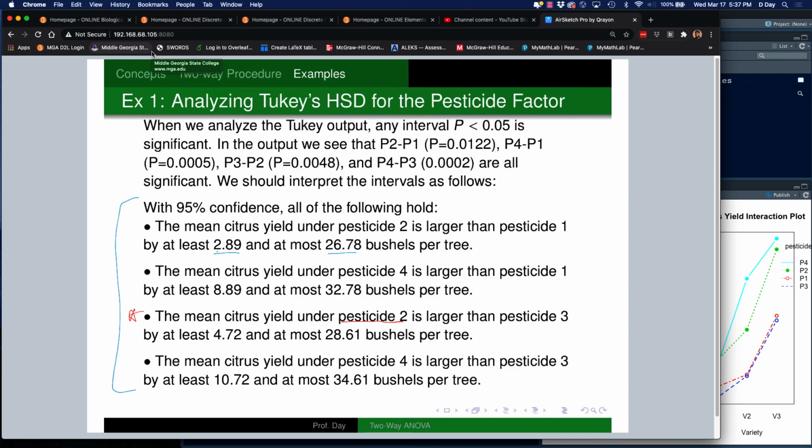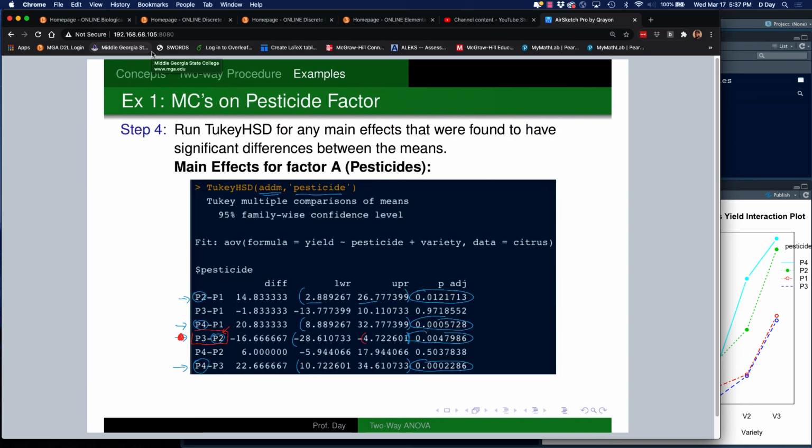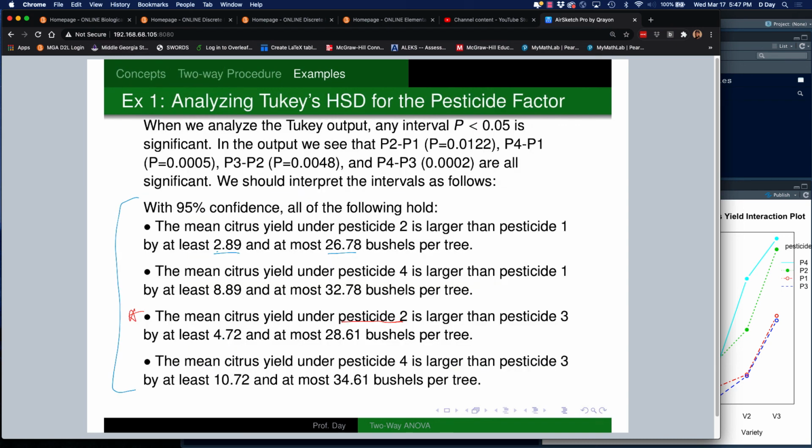28.6, what I say, 28.61 and 4.72. So 4.72, 28.61. So just pay attention to that. Don't mix those things up. It's easy to do. So we've done that.